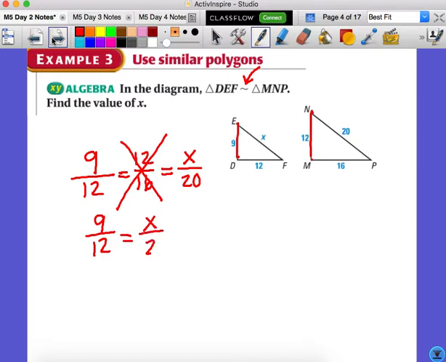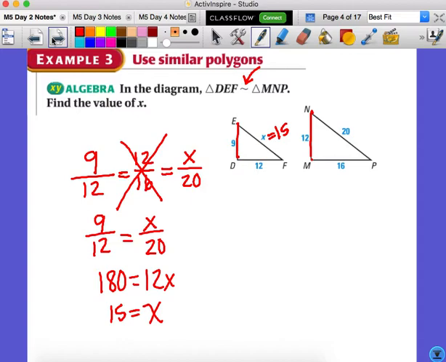9/12 should equal X/20. And at this point, I'm going to cross multiply and solve the same way I always do. So 180 equals 12x. Dividing 180 by 12 tells me that x is 15. So what I've just figured out is that this component is 15, and I've got that final piece.